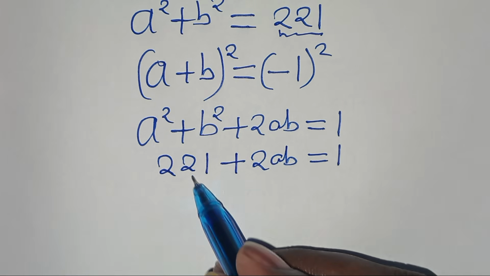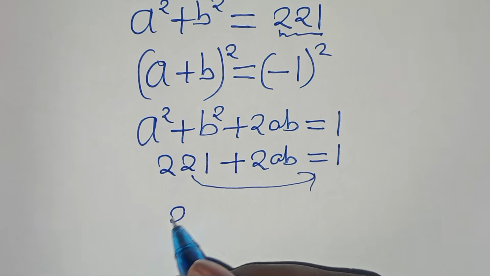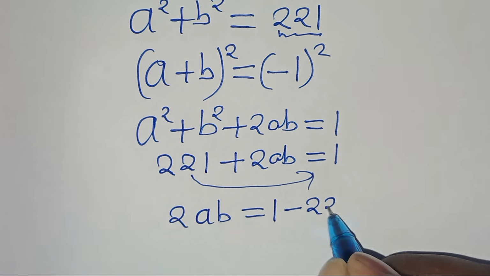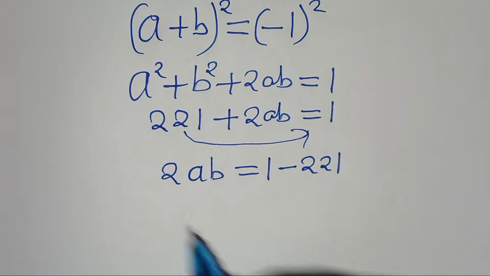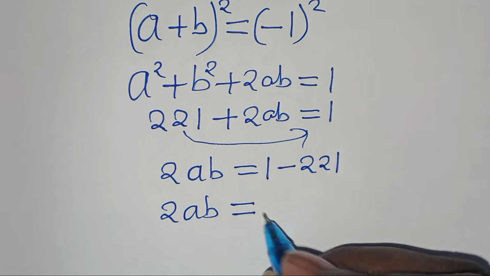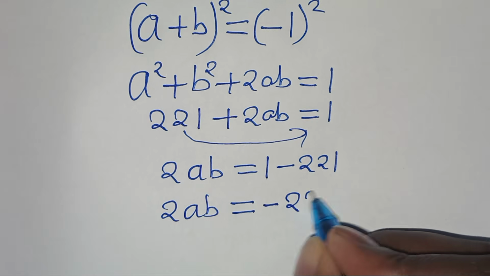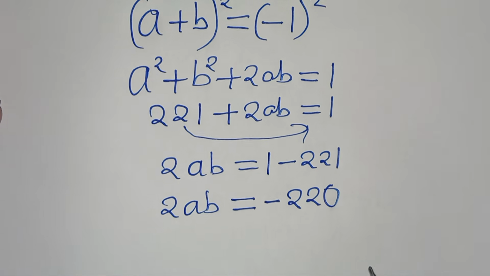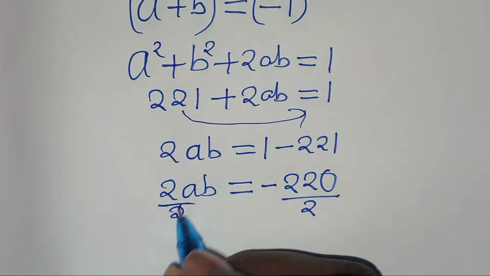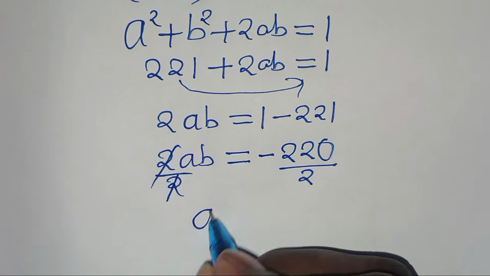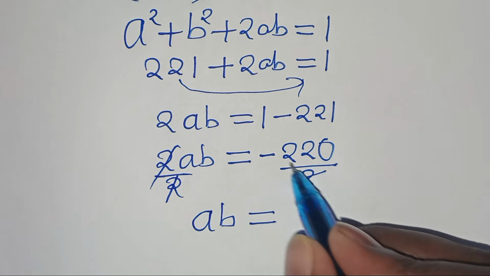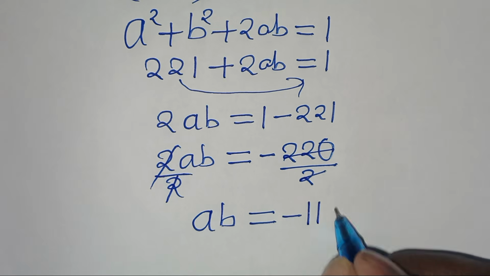Now let's take 221 to the right hand side so that we have 2ab equal to 1 minus 221. This means 2ab equals 1 minus 221, which is negative 220. Now the next step is to divide both sides by 2. And this means that a times b, that is ab, is equal to negative 220 divided by 2, which is negative 110.